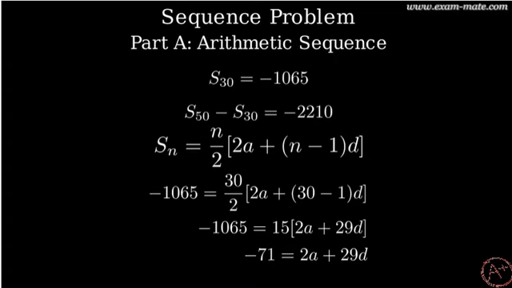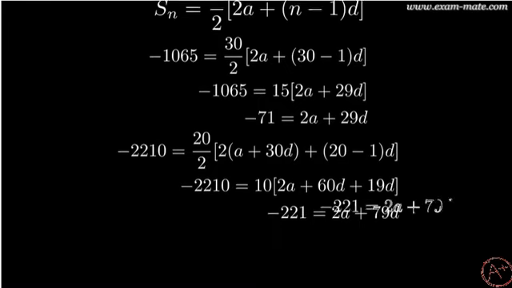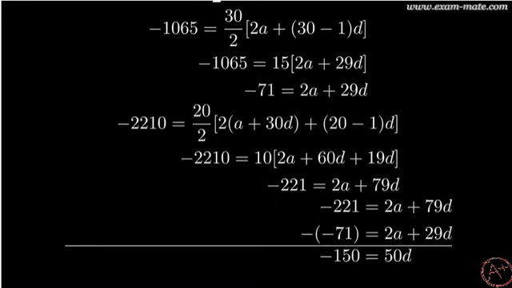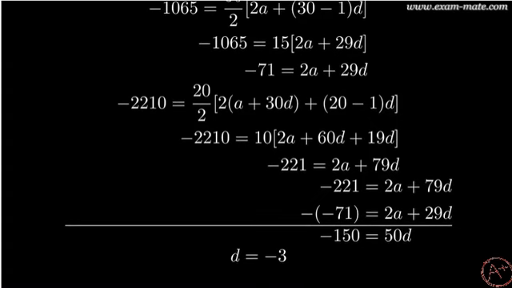For the next 20 terms, we need to consider terms 31 through 50. The first term of this section will be a plus 30d. After simplifying, we get our second equation, negative 221 equals 2a plus 79d. Now we can solve these equations simultaneously. Subtracting equation 1 from equation 2 eliminates a. This gives us negative 150 equals 50d, so d equals negative 3.